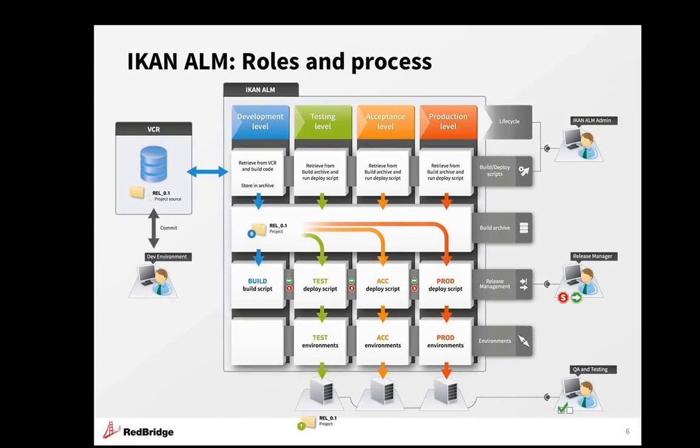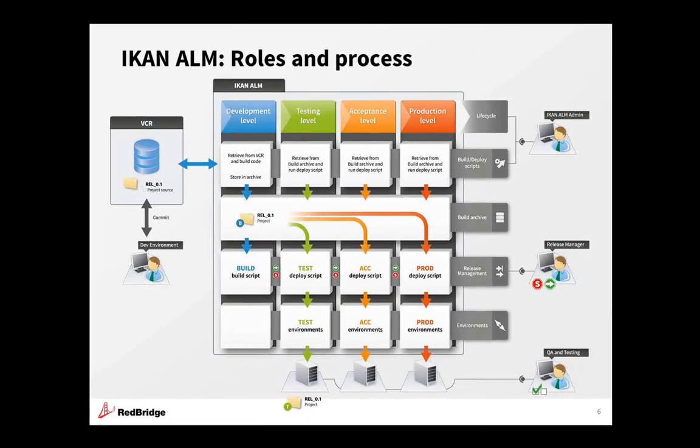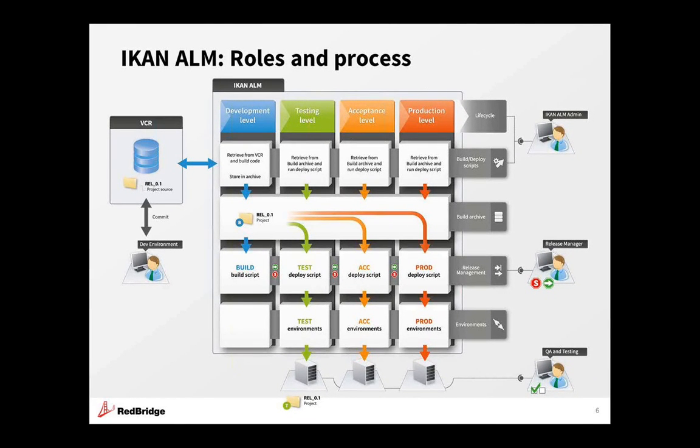Now, when we look at ICANN ALM, I think it's very important to talk about the different roles and the process. As already said, the process that we have presented here is that we use the trunk for normal development, and we apply the agile or Scrum way of working. But again, you can still, if you want to do so, use the classic waterfall methodology.